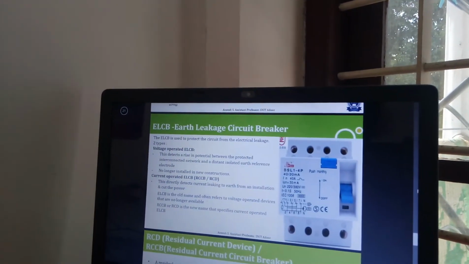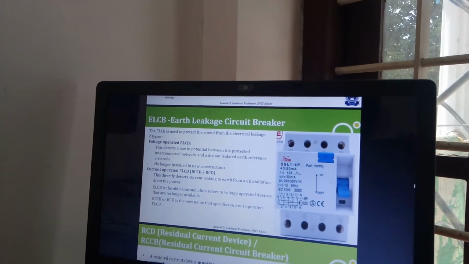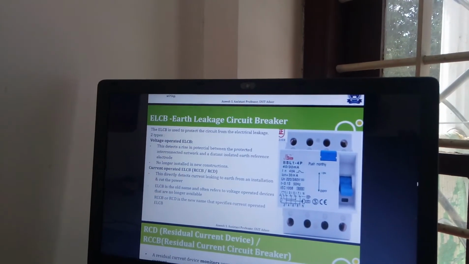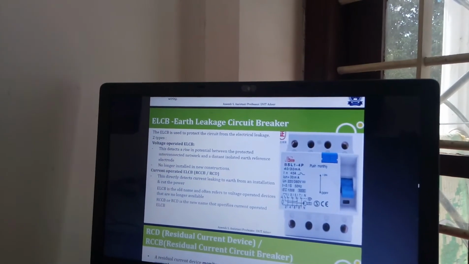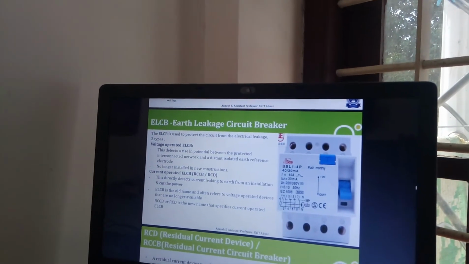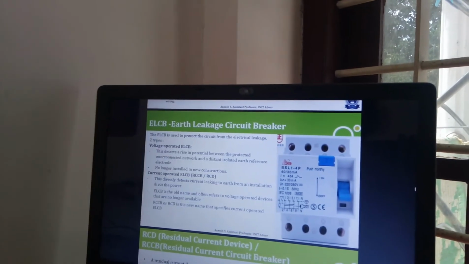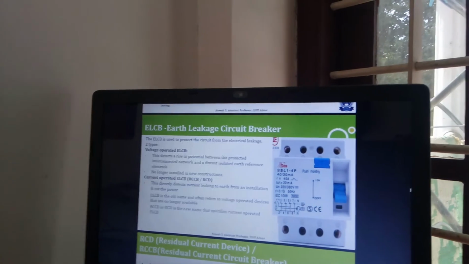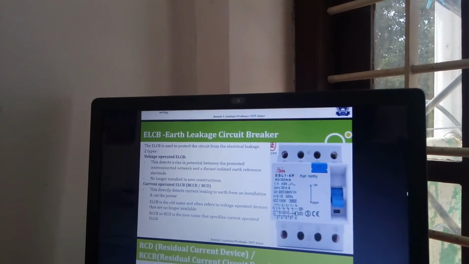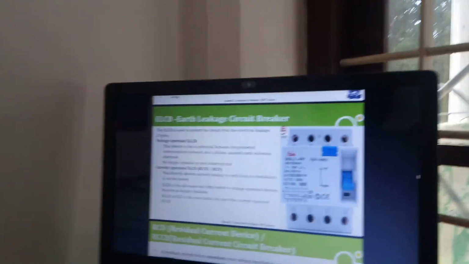Next is the earth leakage protection. For earth leakage protection we are using ELCB, the diagram is shown there. There are two types, voltage operated as well as current operated. The voltage operated ELCB detects the potential, that is, if there is high potential it will trip. It is interconnected with the network and a distant isolated earth reference electrode. It is no longer commonly used nowadays.